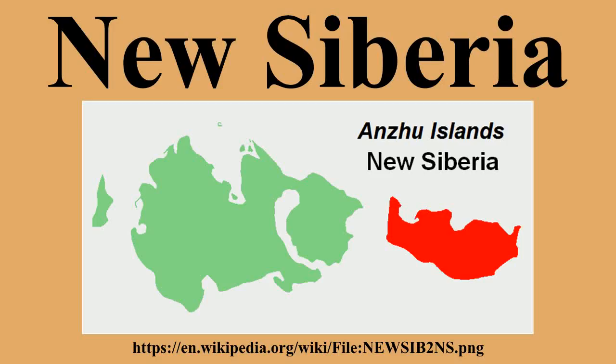History. Jakov Sannikov was the first recorded European to set foot on New Siberia Island. In 1806, he discovered it during one of several hunting expeditions financed by merchants Semen and Lev Sirovatsky.